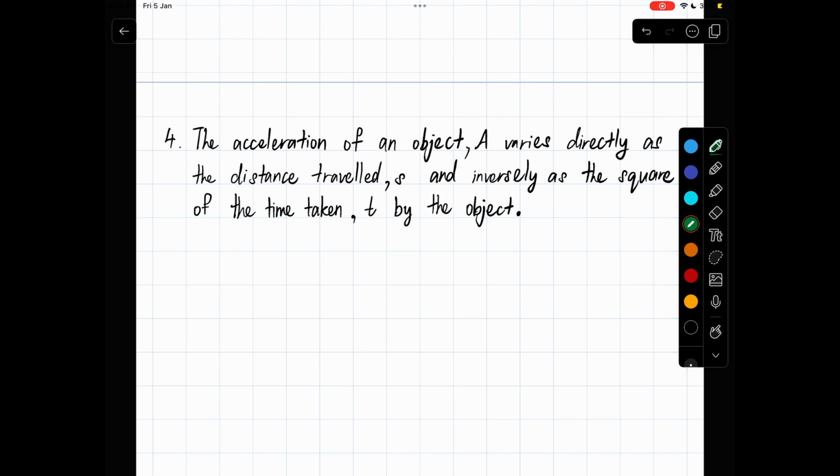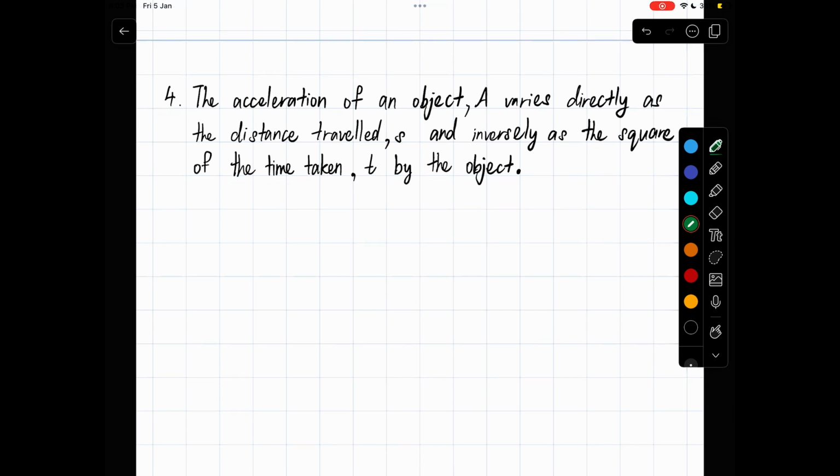Now let's move on to the last question. And this question is where we deal with combined variation. We will have one of the quantities which increases while the other decreases. So the same thing, 5 seconds. 5, 4, 3, 2, 1. And let's tackle the question.